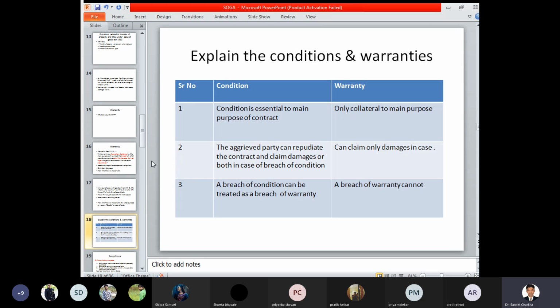So in this case, we have to identify the breach of condition: what is a condition, what is a warranty, and what is included in what. So in terms of condition, breach of warranty is included, but in case of warranty, breach of condition is not included.